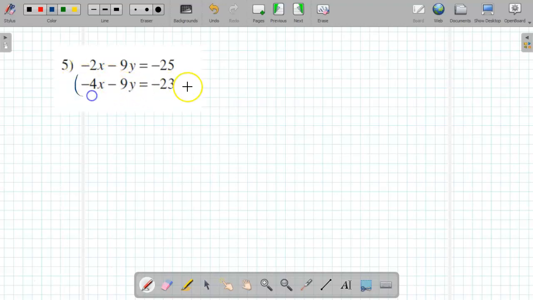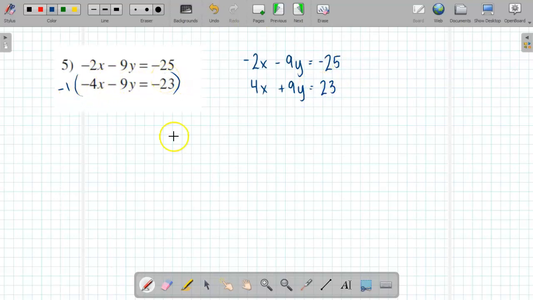So what I'm going to do is take one of these equations, doesn't matter which one, and multiply the whole thing by negative 1. Okay? So the top equation is going to stay the same: negative 2x minus 9y equals negative 25. Bottom equation, I'm going to multiply every number by negative 1, which just changes the sign. So 4x plus 9y equals positive 23. And we can do that as long as we multiply every number by that negative 1.